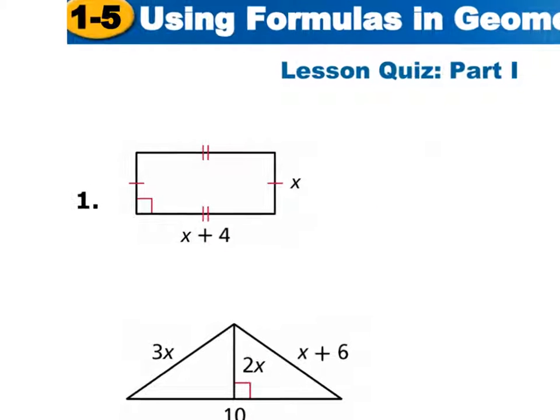So we're going to start by finding the area and the perimeter of the rectangle. So what's the formula for area of a rectangle? Length times width. You guys have it on that sheet right in front of you. You need to remember it for the quiz. So what is the length of this rectangle?